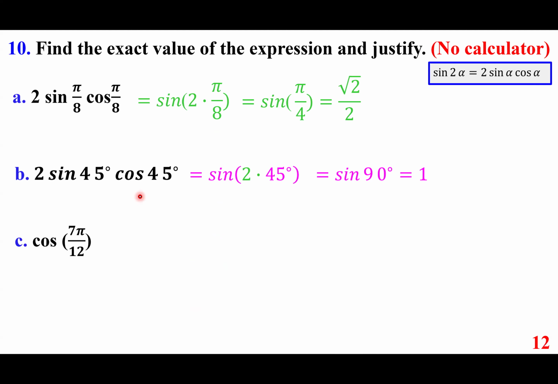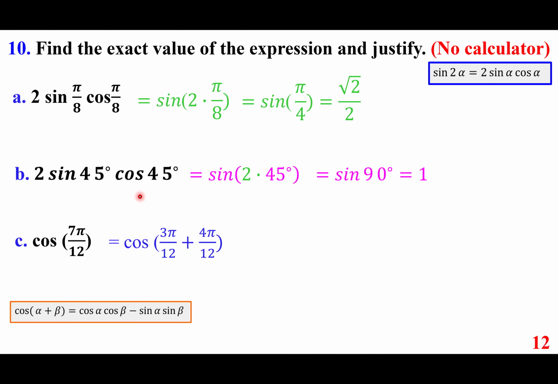Cosine of 7 pi over 12, it's the sum of 3 pi over 12, which is pi over 4, and 4 pi over 12, which is pi over 3. And both of them are common arcs.